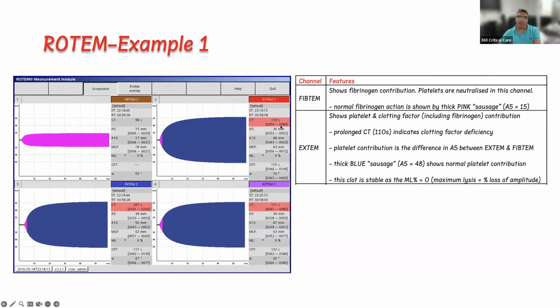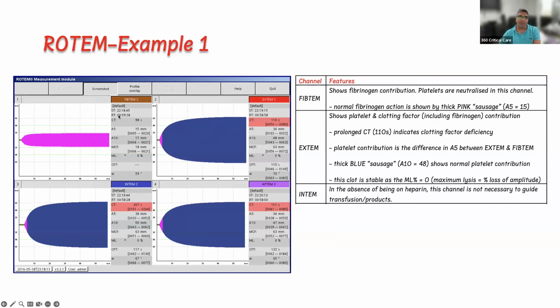Now, platelet contribution is the difference in A5 between XTEM and FIB-10. Look at XTEM: A5 is 36 or 35, and here it is 15, and the difference is more than 20, which is pretty good. So the extra effect of platelet in excess of fibrinogen, from 15 to 36, is about 20, which is acceptable. So probably the platelet functions are good. So no issues with platelet.